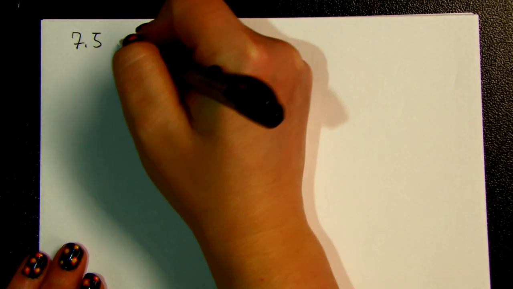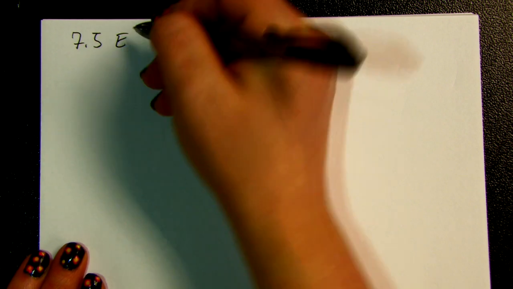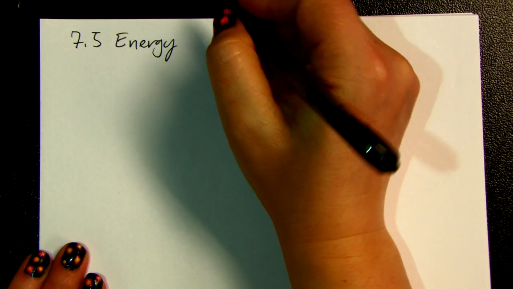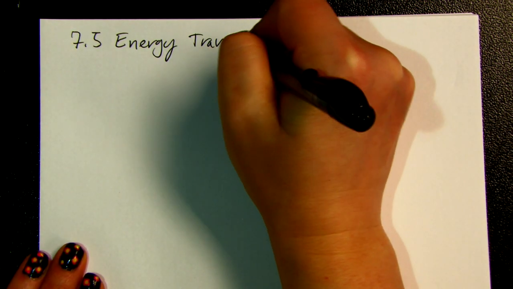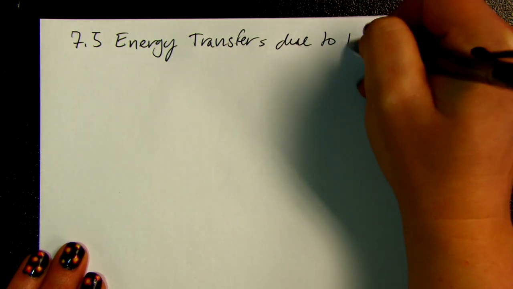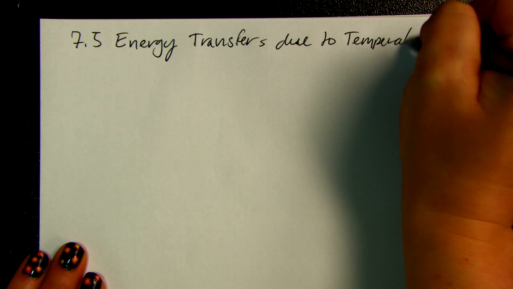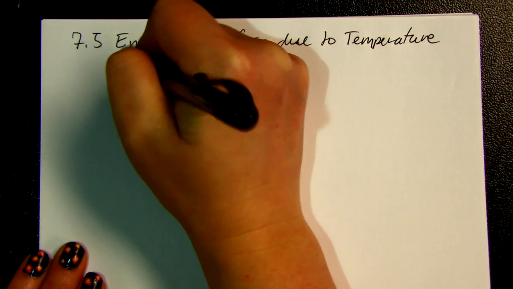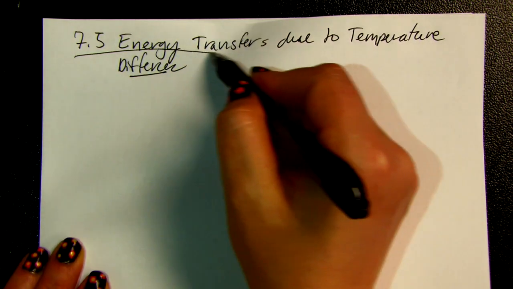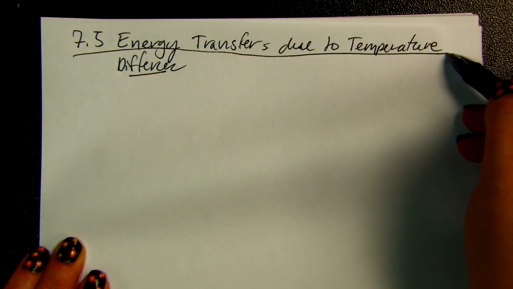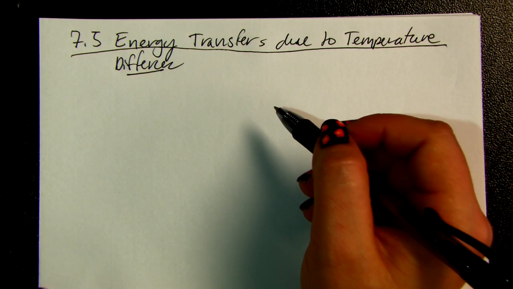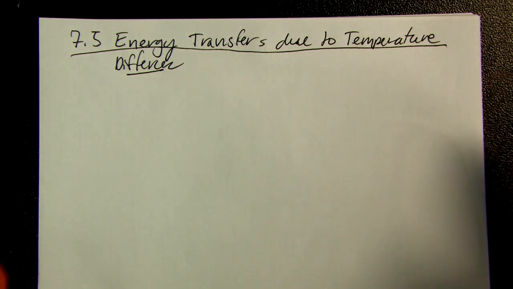All right, so we're moving along in chapter 7, which is all about extended systems, which includes internal energies, and now we're going to be talking about energy transfers due to temperature differences. So last time we talked about how to calculate delta E thermal, and now we're going to talk about something called heat. So the plot's going to thicken a little bit.